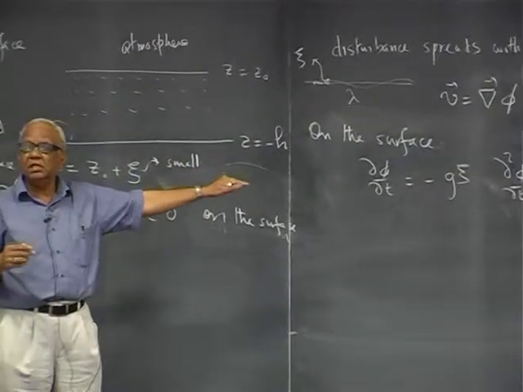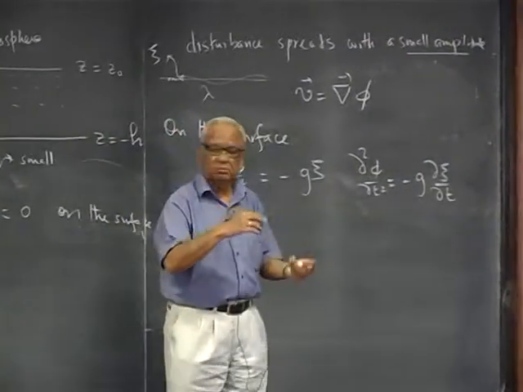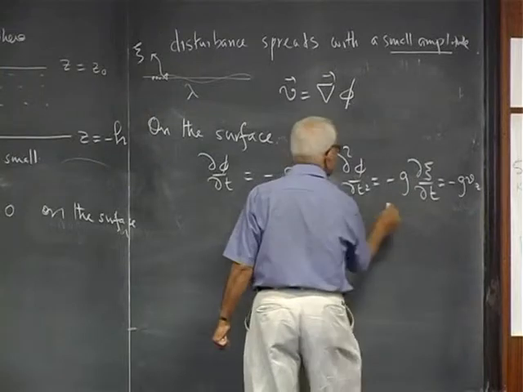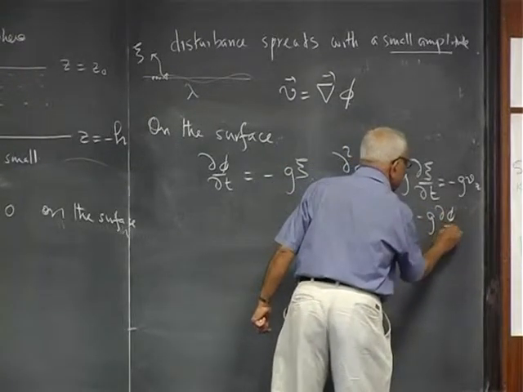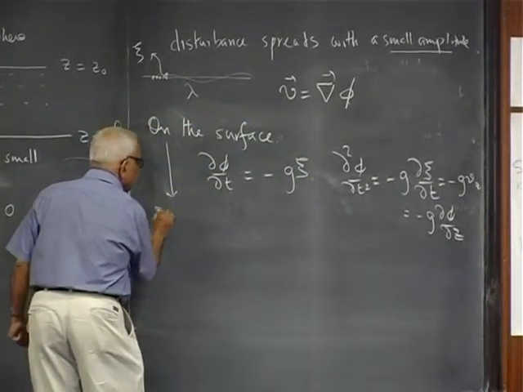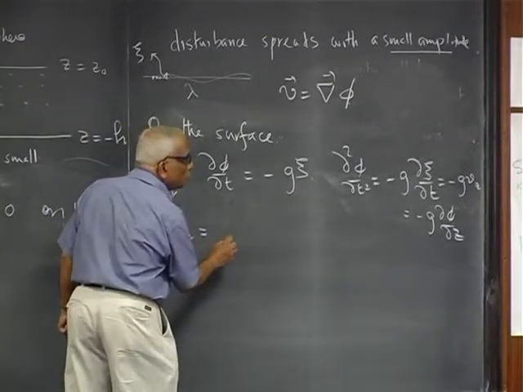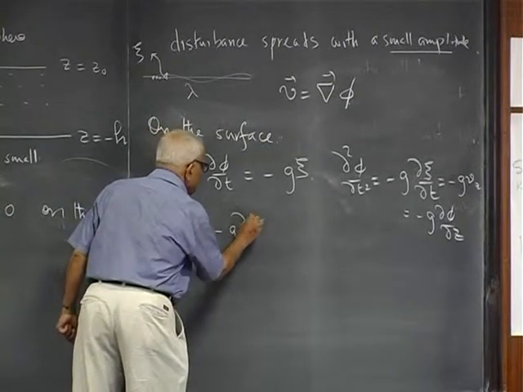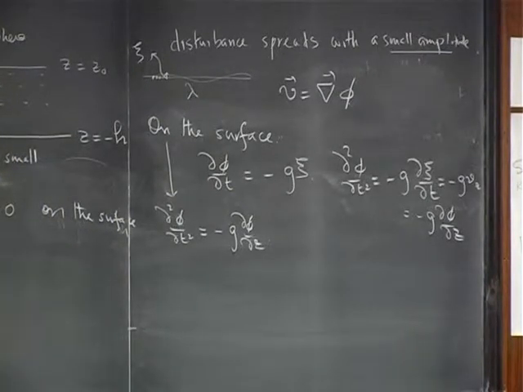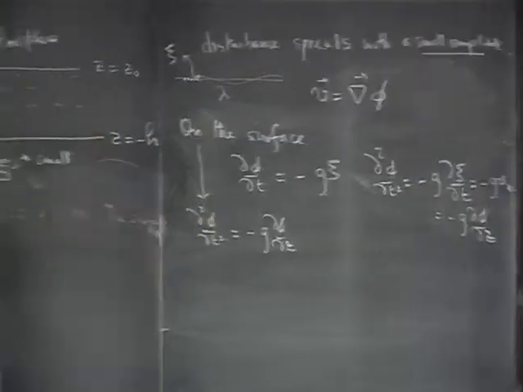So del xi del t is Vz, which is del phi del z. So this is equal to minus g Vz, which is equal to minus g del phi del z. So on the surface I have the condition that del 2 phi del t square is equal to minus g del phi del z. So on the surface I know what's going on. Good. Now I have to find this phi.